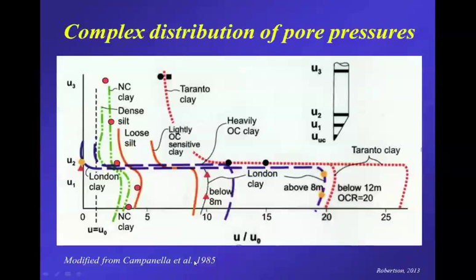Campanella and I, back in the early 80s, published this little diagram, which is still quite nice. It's a plot of the normalized pore pressure, normalized by the hydrostatic equilibrium water pressure, against the location behind the cone. Right at the bottom here is right on the tip, then U1 is halfway up the face, U2 is just behind the tip, and U3 is up behind the sleeve.